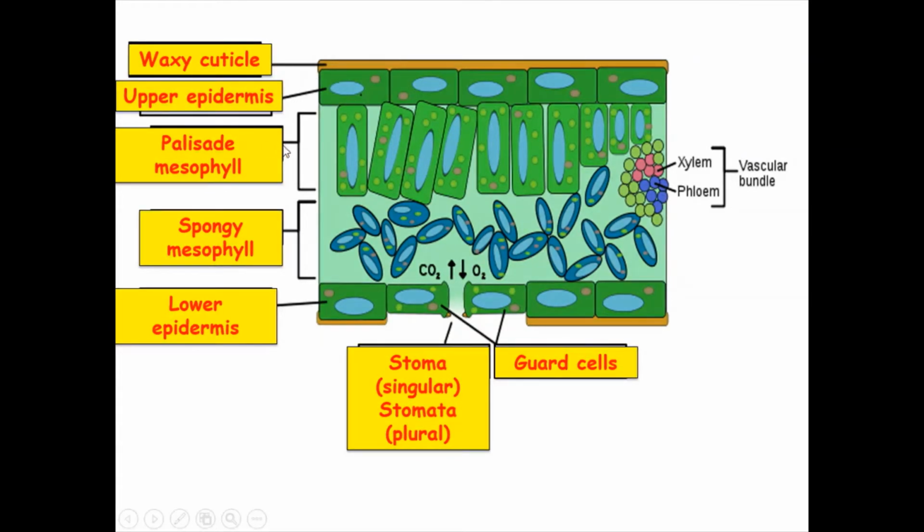Next layer down is the palisade mesophyll. This is where photosynthesis mainly happens. These cells are tall and thin and are packed with chloroplasts so that they can maximise the amount of photosynthesis that can be done in the leaf. They are also packed closer together and they are towards the top of the leaf.